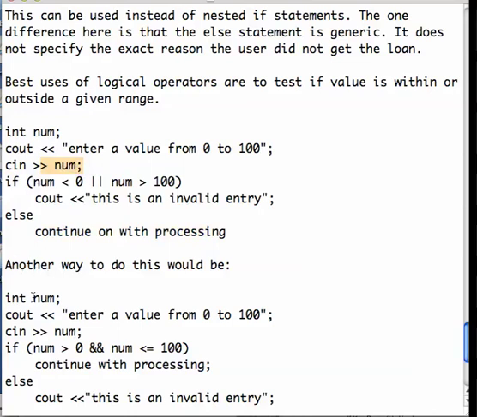Another way to write this would be: enter a value from 0 to 100, goes into num. If num is greater than 0 and num is less than or equal to 100, I have good data and I would continue on with whatever processing I would like. Else, if this test fails, this is an invalid entry. And I would say basically I use the logical operators and or really to verify how valid my data is.